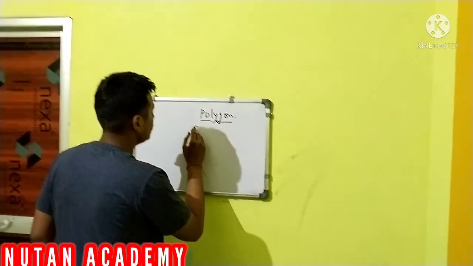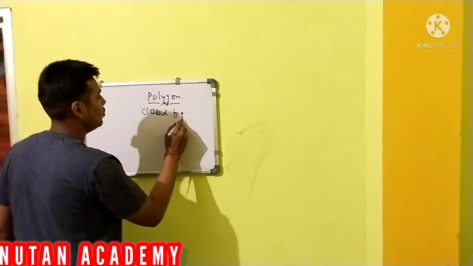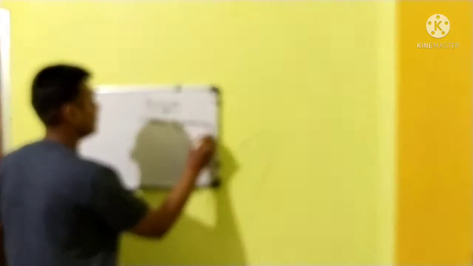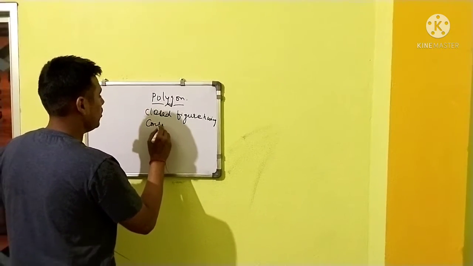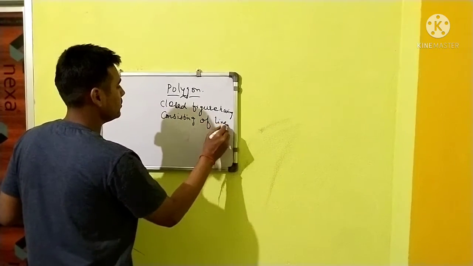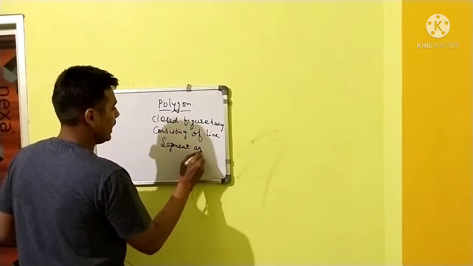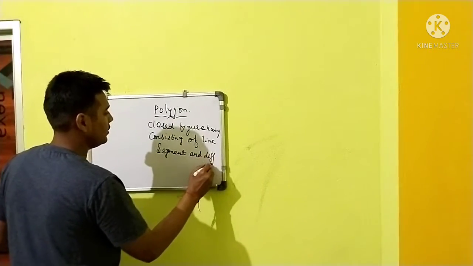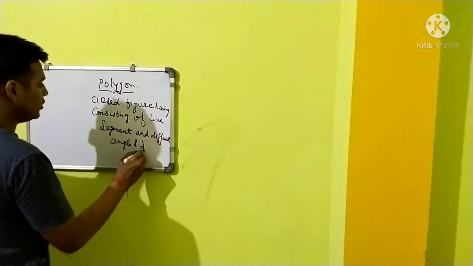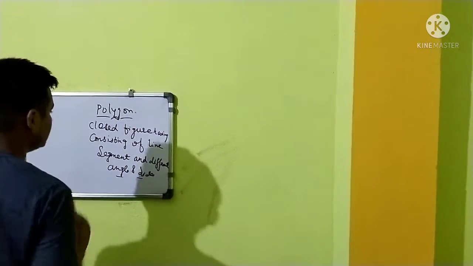So polygon means a closed figure. A polygon is a closed figure consisting of line segments and different angles and sides.